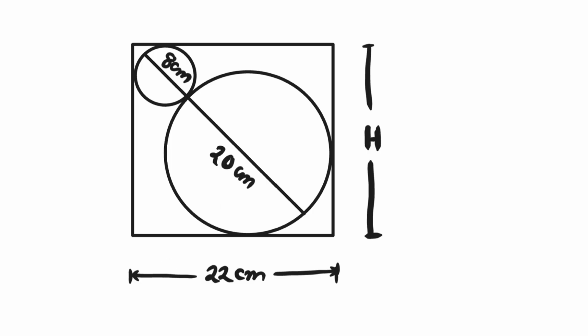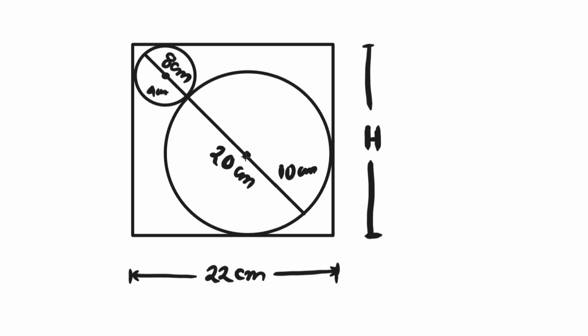Now, let's begin by identifying the most important information. The smaller circle has a diameter of 8 centimeters, so its radius is half of that, which is 4 centimeters. The larger circle has a diameter of 20 centimeters, so its radius is 10 centimeters. Remember, the radius is simply half of the diameter, so this is always our first step.